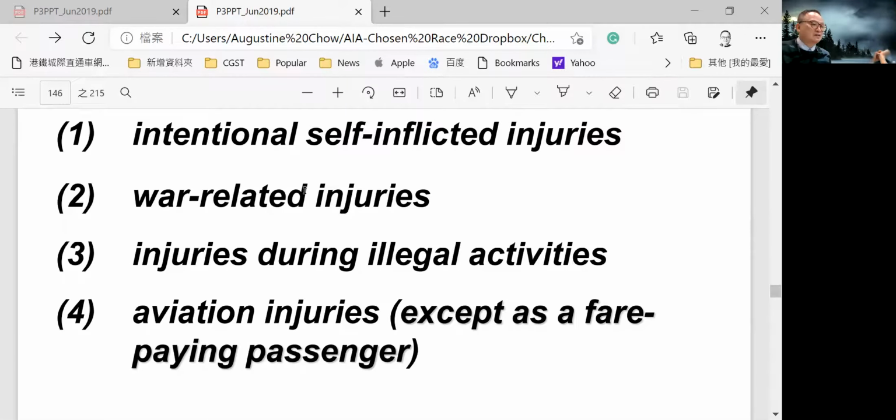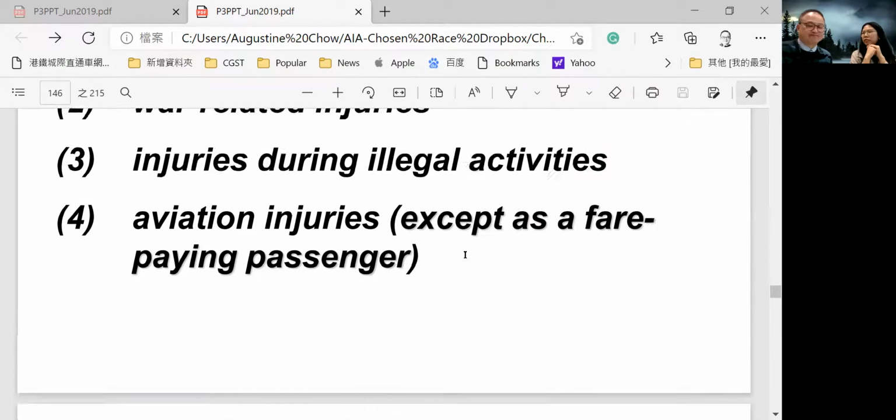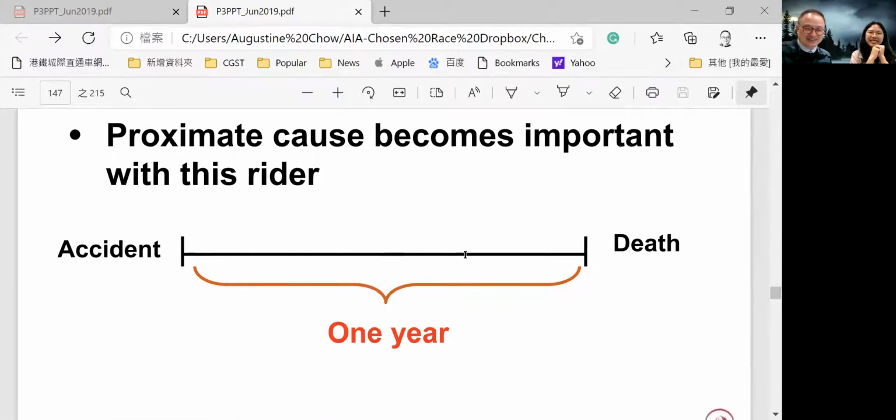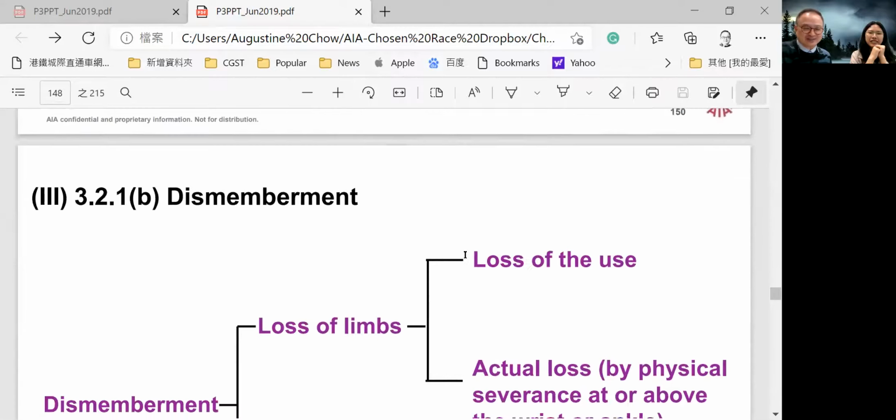It's a war, it's a riot. If we have riots recently, if you are a rioter involved in the riot, even though you hit your arms, hit your legs, broke your eye, it's not paid as an accident. Illegal activity is not an accident. Okay. So when you're in university, when you're trying to block the university, it's not an accident. You are committing suicide yourself.